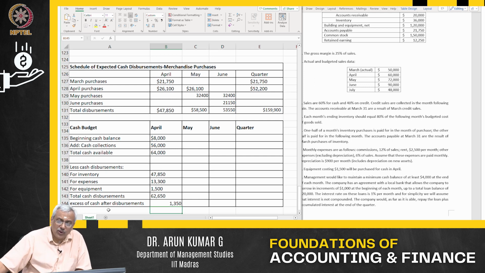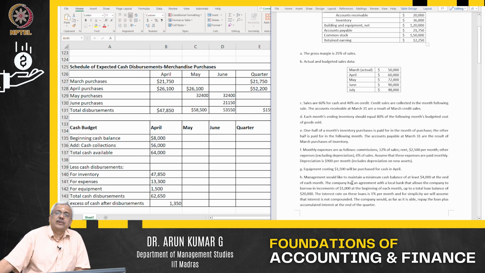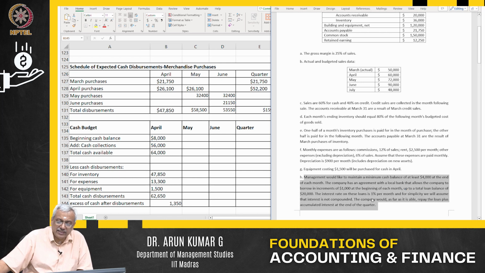Does it end here? No. There is an interesting piece of information after that. You read the last paragraph out here, point number H. Management would like to maintain a minimum cash balance of 4,000 at the end of each month. The company is in agreement with the local bank that allows the company to borrow in increments of 1,000 at the beginning of each month, up to a total balance of 20,000. Interest rate per month on the loans is 1%, and for simplicity we assume interest is not compounded, and the company would, as far as it is able, repay the loan plus accumulated interest at the end of the quarter.